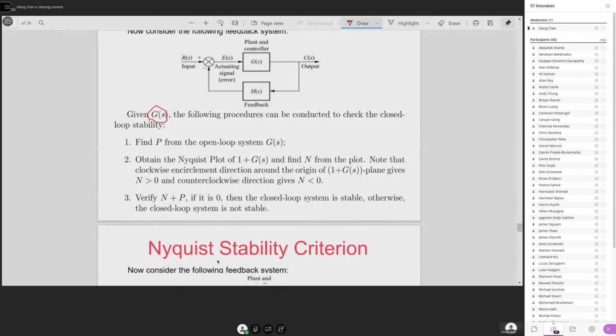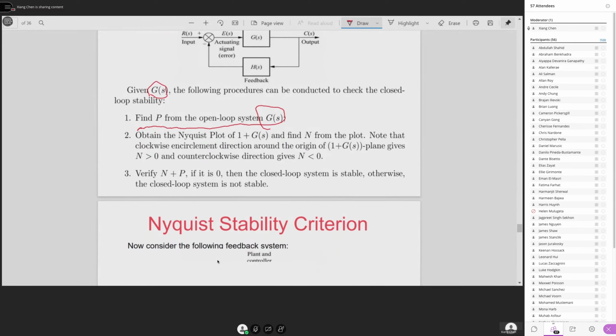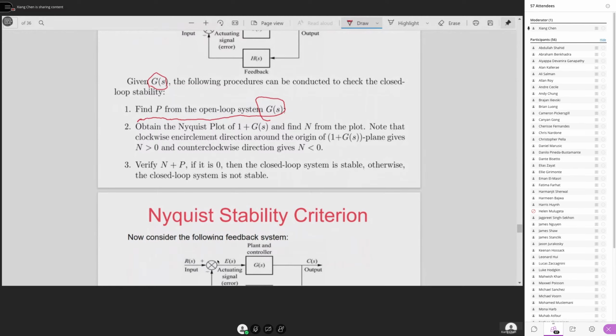Step 1 is that you find P from the open loop system's information. P is the number of right half plane poles of G(s). These are open loop right half plane poles. P not equal to 0 is okay, because for the open loop system, I don't care if it is stable or not. It could be unstable.